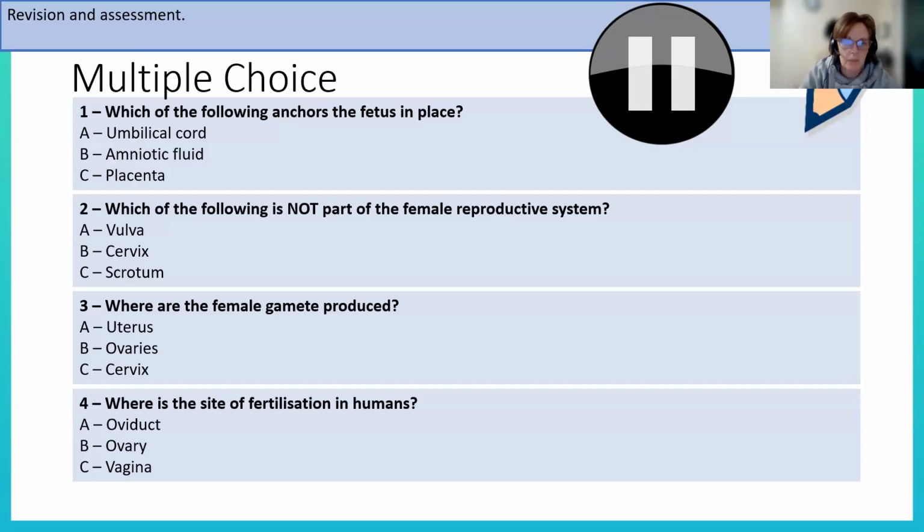Okay, let's have a look. Which of the following anchors the fetus in place? We didn't actually go over that. That's because that wasn't part of this topic, but you might know.